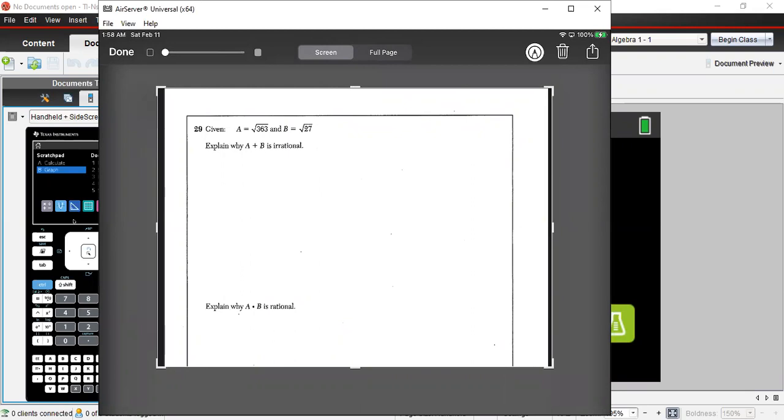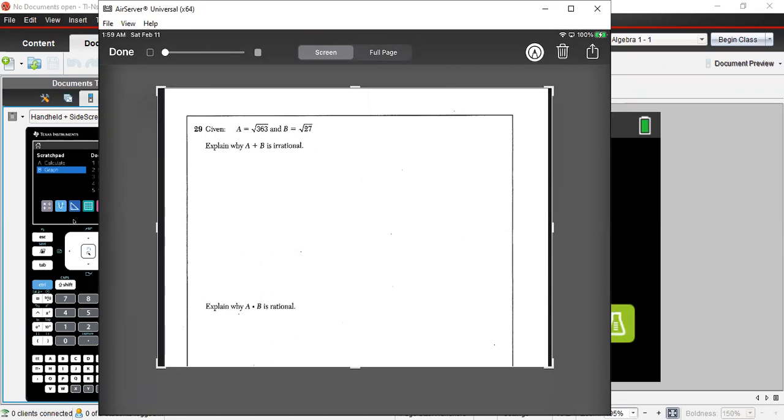I'm getting tired. All right, so they give us that A is the square root of 363 and B is the square root of 27. And then they're saying, explain why A plus B is irrational. They're telling us that A plus B is going to be irrational. And then they said, explain why A times B is rational.